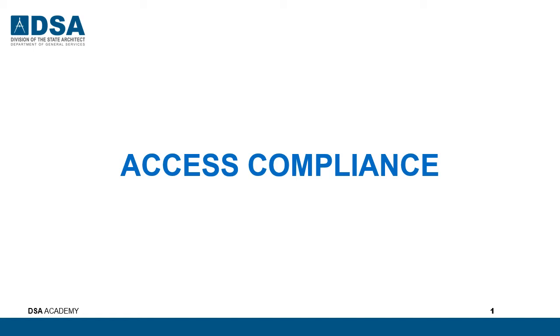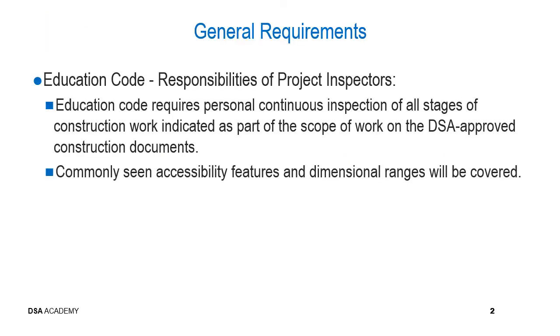Now we will go over access compliance related portions of a given project. With regards to the general requirements associated with access compliance, the Education Code, of course, covers the responsibilities for project inspectors. We've already covered those earlier, but to briefly summarize again, the Education Code requires personal continuous inspection of all stages of construction work indicated as part of the scope of the work on the DSA approved construction documents. What we'll be going through during this presentation are those commonly seen accessibility features and dimensional ranges that you would likely see on your project.